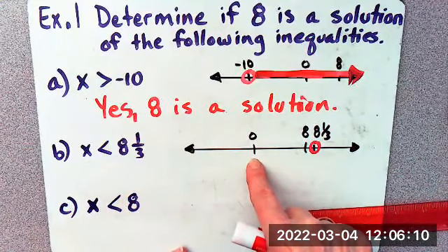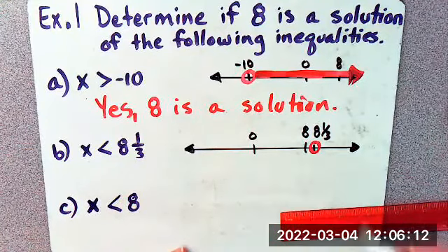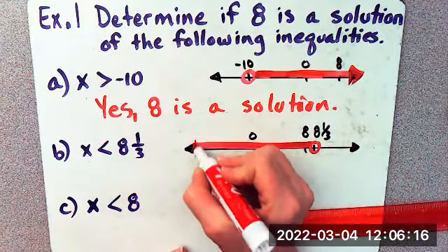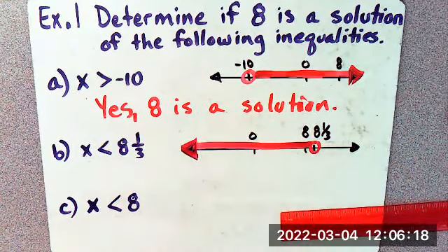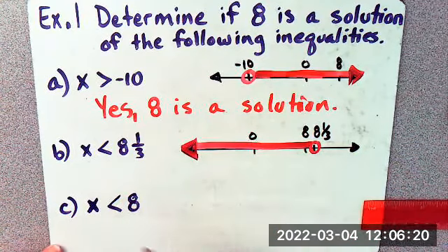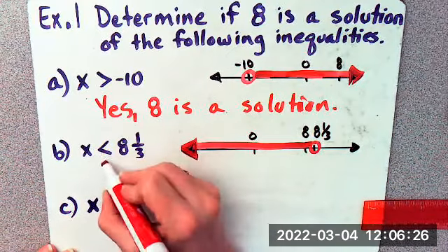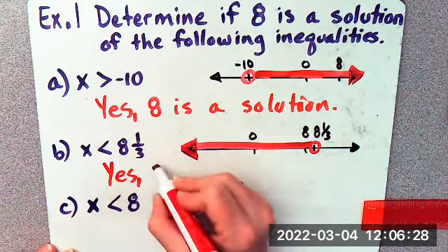Is 0 less than 8 and 1/3? Yes, it is. So we can shade that direction. And though 8 and 1/3 is not part of the solution, 8 is part of the solution.